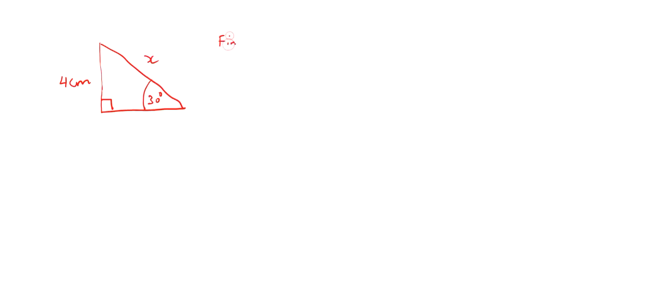So we want to find x. We have a right angle triangle and we have an angle, so we have to apply one of the trigonometric ratios. If we identify what we are given, we have the opposite, so this is opposite, and we also have the hypotenuse, which is what we want to find. So again, we're going to use sine. The first thing we do is write sine theta is equal to opposite over hypotenuse.